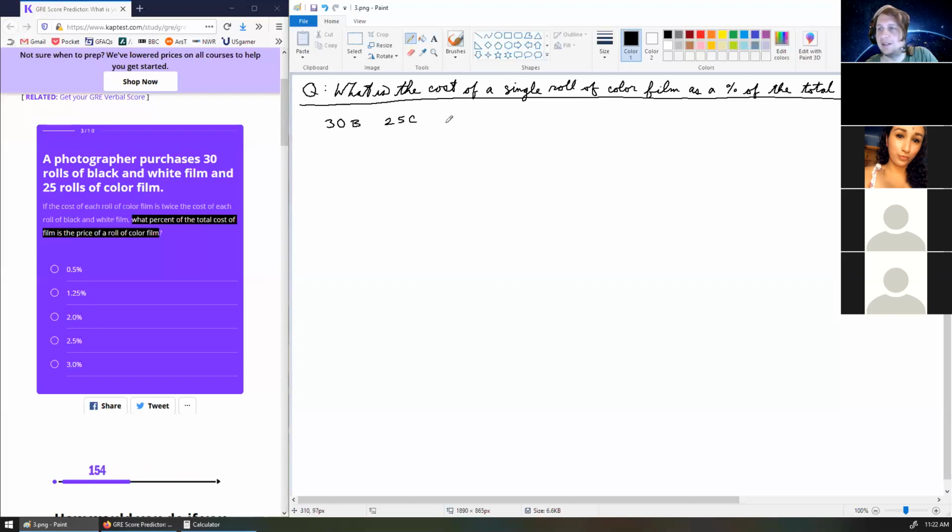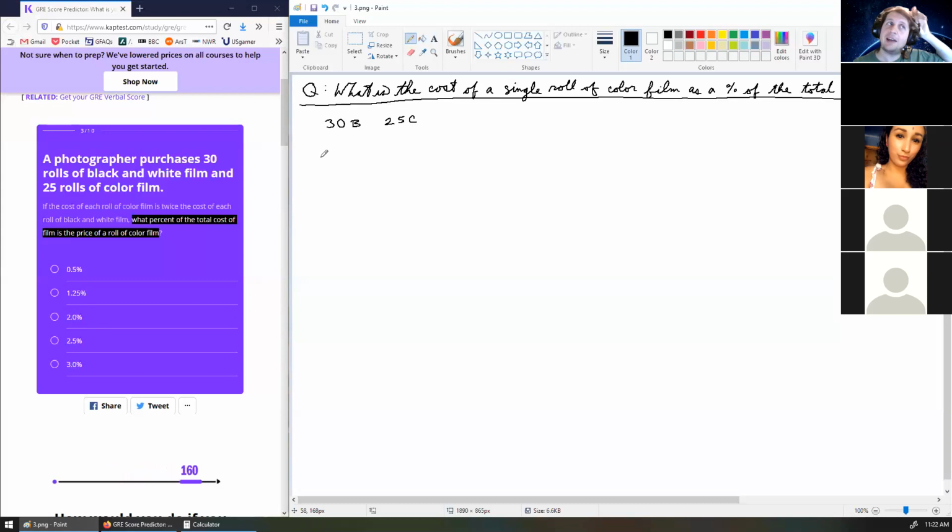Let's see. I'm going to use the total cost. All right. So in our total order here, we have 30 black and white rolls and 25 color rolls. So first, because we're trying to figure out a percentage of the total cost of the order, we need to figure out what the total cost is.